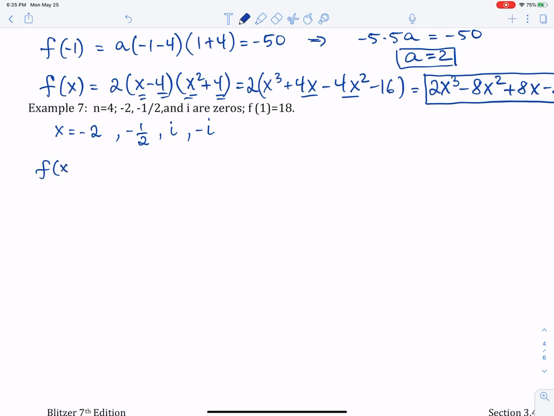Well, that means f of x is going to be some a times x plus 2, since the zero is negative 2, x plus 1/2, and then x minus i times x plus i. I'm going to multiply one more time to remove the complex number.